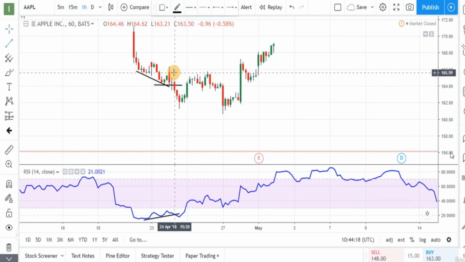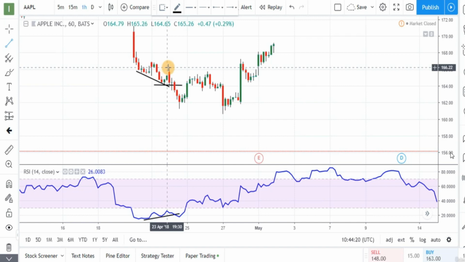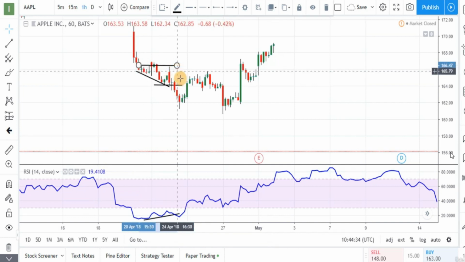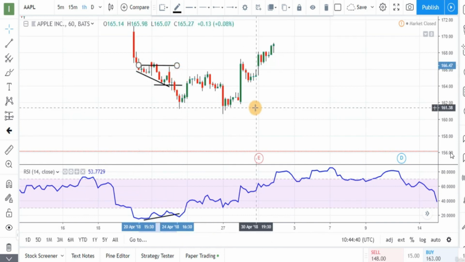The stop loss level should be the immediate resistance level. So this is the stop loss level because these candles are resisting this level. We will take one more example to understand this.